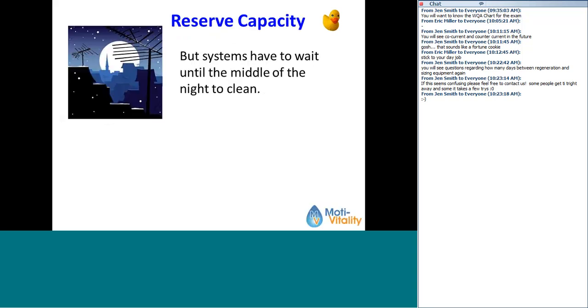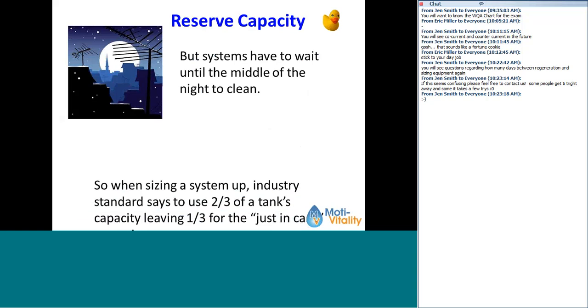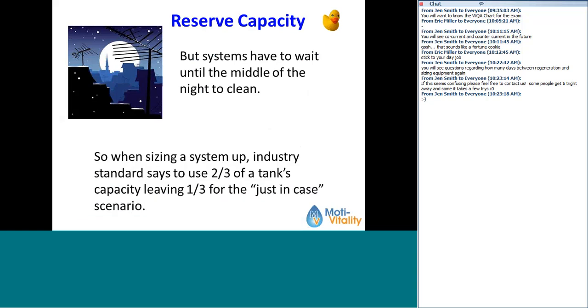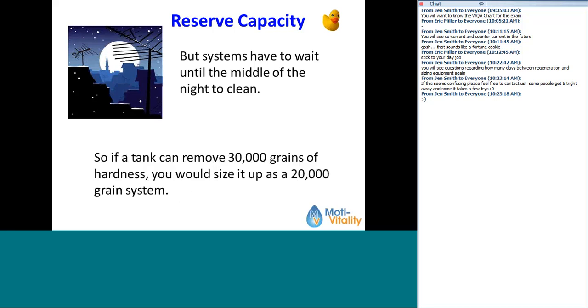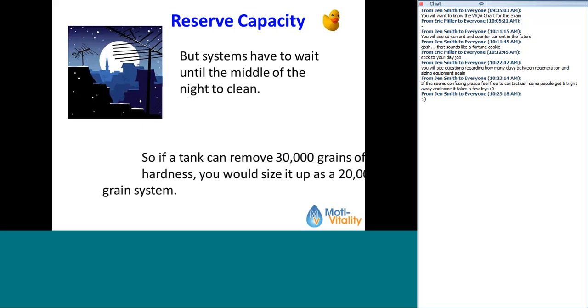So, reserve capacity. Since a single tank softener has to wait till the middle of the night to clean, when you size up the system, the industry standard says to use 2/3 of the tank capacity, leaving 1/3 for a just-in-case scenario. So let's say the system is a metered system, keeps track of the gallons, and knows it needs to clean. Let's say a tank can remove 30,000 grains of hardness. You'd size it up as if it were a 20,000 grain system.